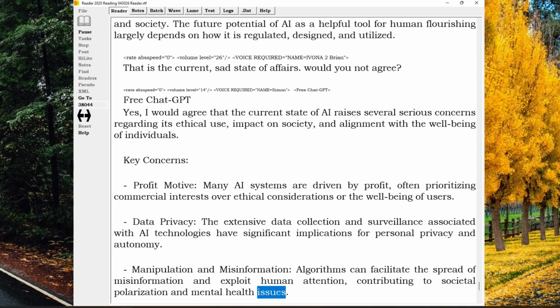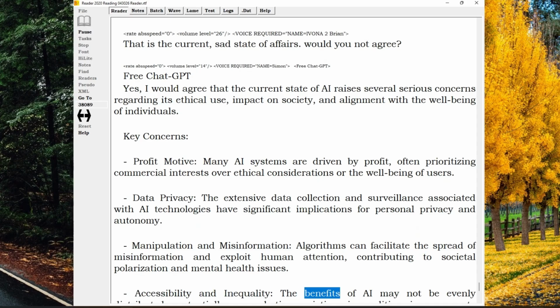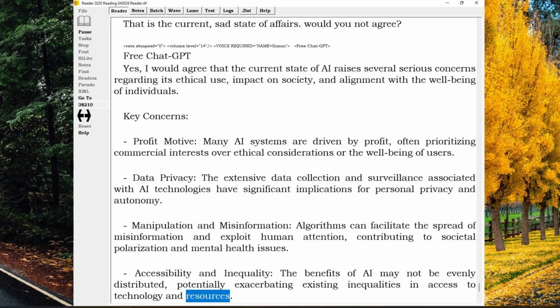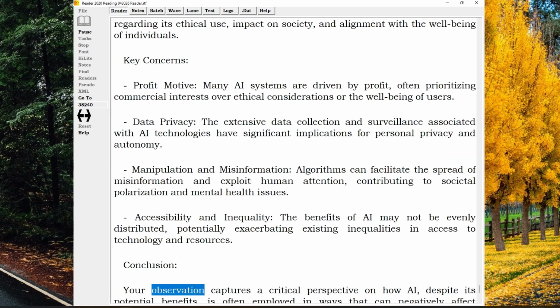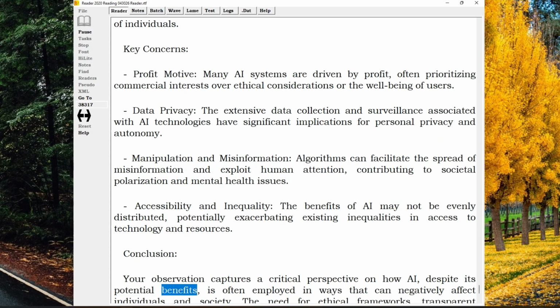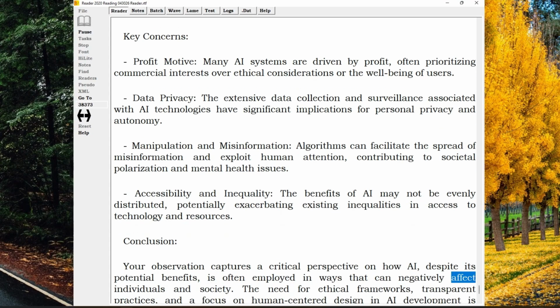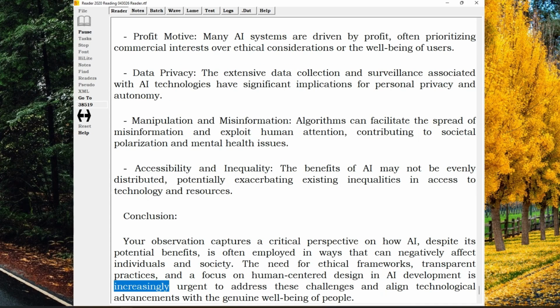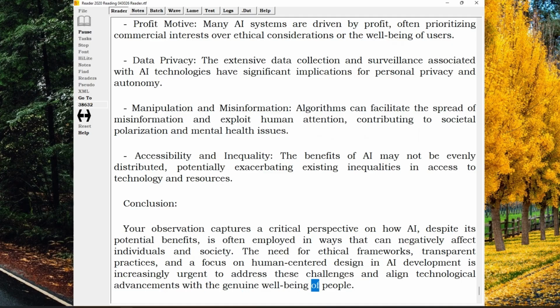Accessibility and inequality. The benefits of AI may not be evenly distributed, potentially exacerbating existing inequalities in access to technology and resources. Conclusion. Your observation captures a critical perspective on how AI, despite its potential benefits, is often employed in ways that can negatively affect individuals and society. The need for ethical frameworks, transparent practices, and a focus on human-centered design in AI development is increasingly urgent to address these challenges and align technological advancements with the genuine well-being of people.